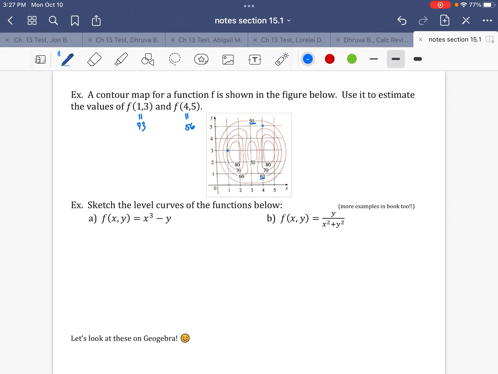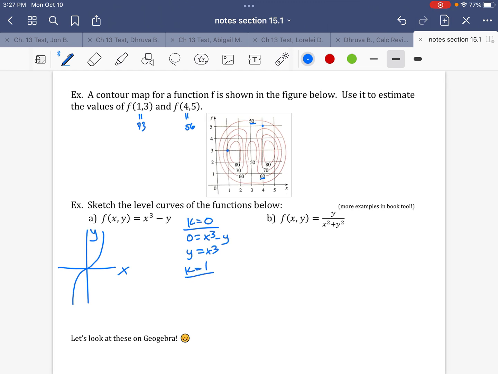All right, so we're going to sketch the level curves of these two functions below. So remember with level curves, we start off with different values for k. So we're going to sketch it over here. All right, and we'll start off with k equals 0. So k equals 0, I get 0 equals x cubed minus y. So y equals x to the third. All right, so I have a cubic function.